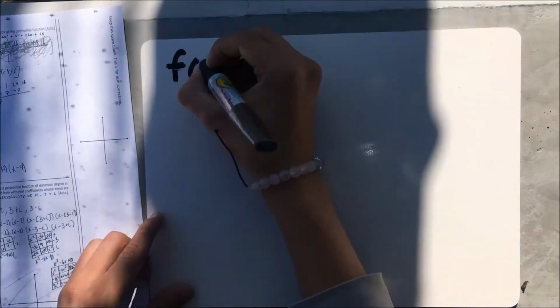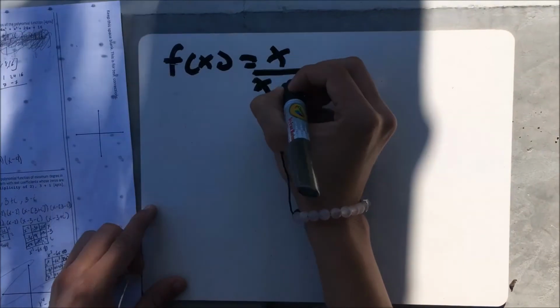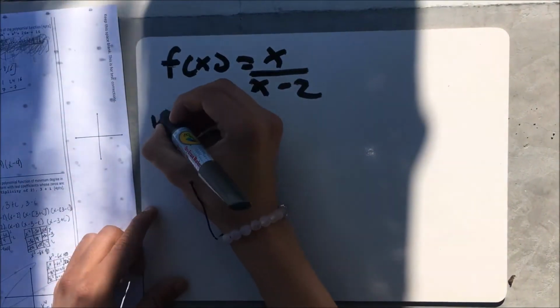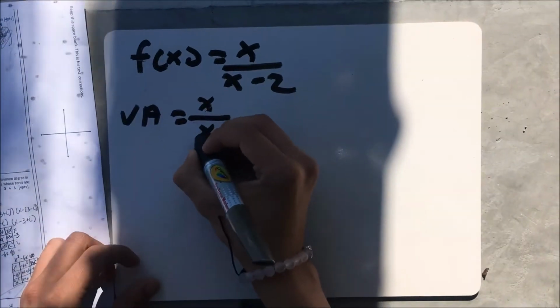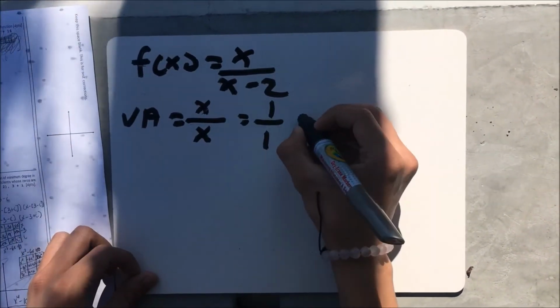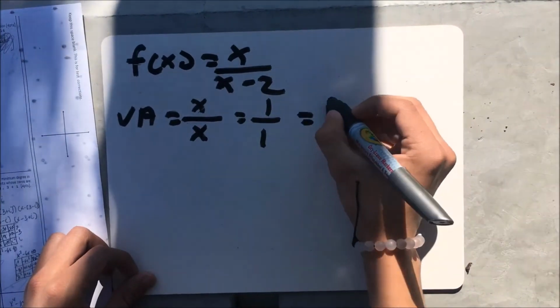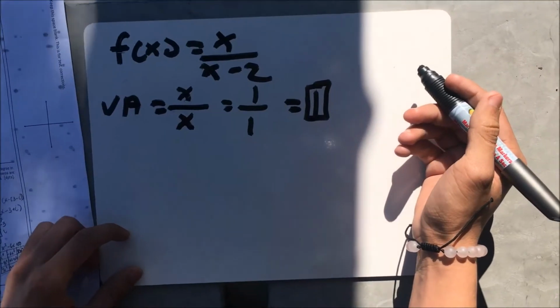So for the problem, we're doing x divided by x minus 2, and we're trying to graph it and label our asymptotes. So for the vertical asymptote, what we're going to do is divide the two variables x and x, and they both have an exponent of 1, which means that since they're equal, you'll have to simplify to get the vertical asymptote, which is 1.